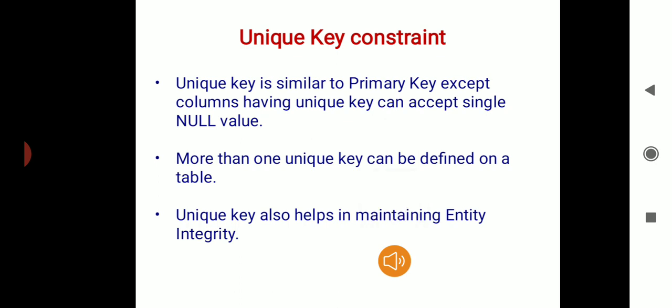The next type of constraint is the unique key constraint. Unique key is similar to the primary key constraint, except the columns having unique key can accept a single null value. This is very much contradictory to the primary key constraint, which does not allow null values, but unique key accepts null value. More than one unique key can be defined on a table. Unique key also helps in maintaining the entity integrity of a table, hence ensuring the correctness and consistency of data in a particular table.